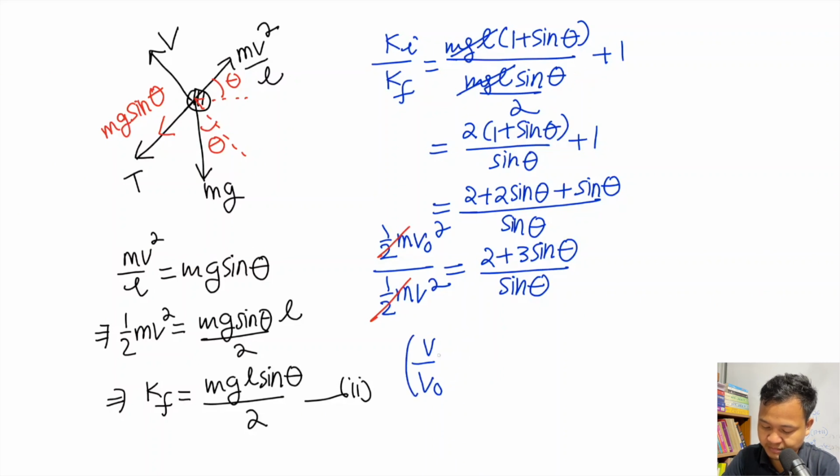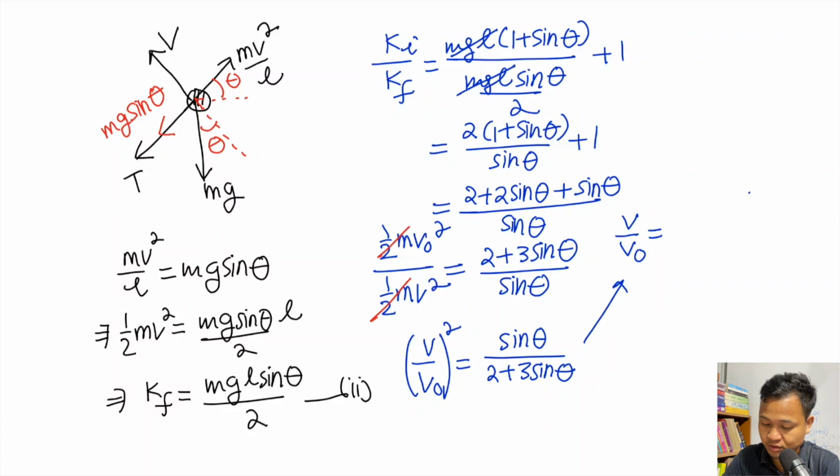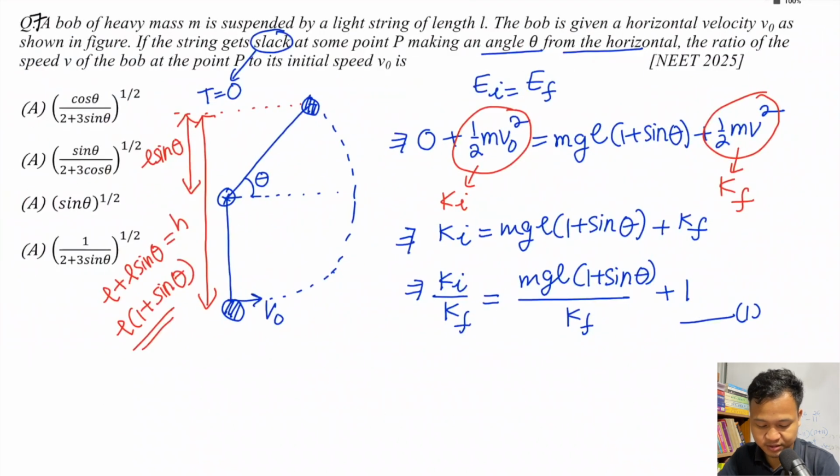Okay, I can write like this. V by v naught whole square should be equal to sin theta divided by 2 plus 3 sin theta. So take the root of this one. So finally v by v naught equals root over sin theta divided by 2 plus 3 sin theta. So which option? Sin divided by 2 plus 3 sin, so option B.